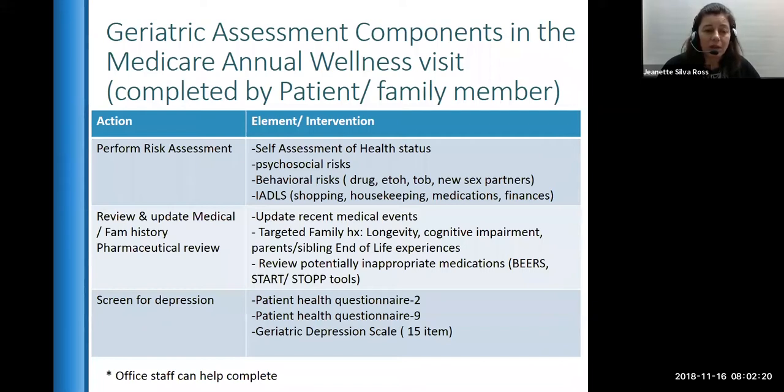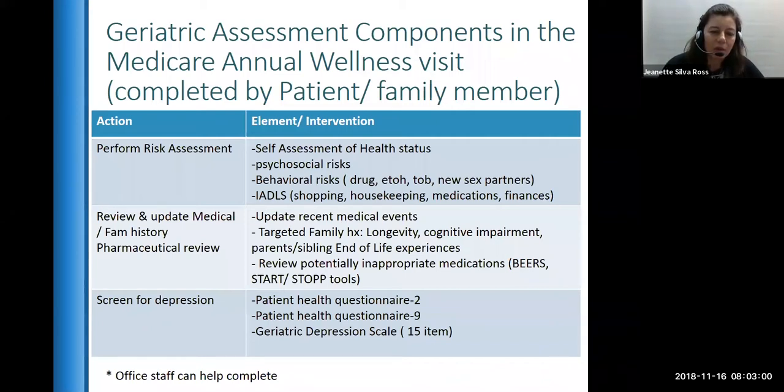You want to, again, find out what their instrumental activities of daily living are. You want to look at their medical and family history and their pharmaceutical history. Again, a targeted family history: how long their family members lived. Do they have a history of impairment in the family? Do they have any end-of-life experiences with their parents and siblings? It used to be, in the older days, more people died at home, and now more people die in facilities. So they may not have had experiences of having a family member die in the home.